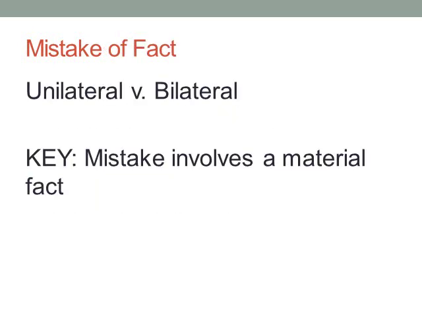A mistake of fact. Unilateral versus bilateral. We've heard these names, unilateral and bilateral, in various types of contracts we've already been dealing with. So we have a unilateral mistake, we have a bilateral mistake. The unilateral mistake is one party's mistake, right? Bilateral is a mutual mistake. So what's the key about mistake? The mistake involves a material fact, an important fact, not just some random fact. In the example that I just gave regarding the property, it's the fact that's central to the subject matter, in that case, the ownership of the property.